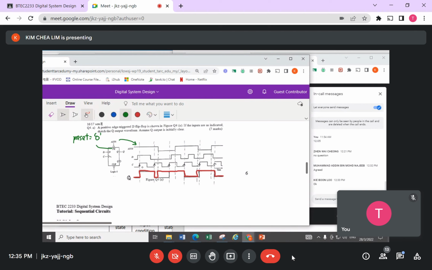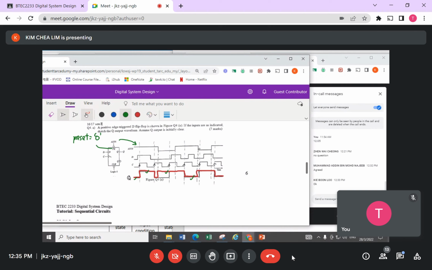Rising edge, yeah. Okay. Preset not working. Correct. Initially low, preset not working. All right, so preset still not working. So come to here, preset is working. Then this one here, preset is working. This one here, preset no more working, but I see a 0 comes in. So I output a 0.